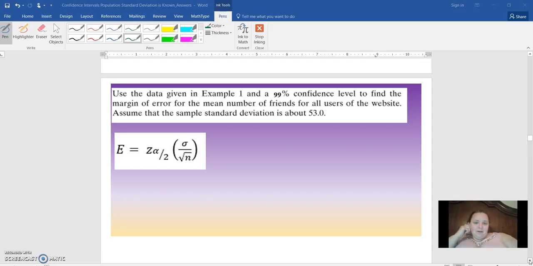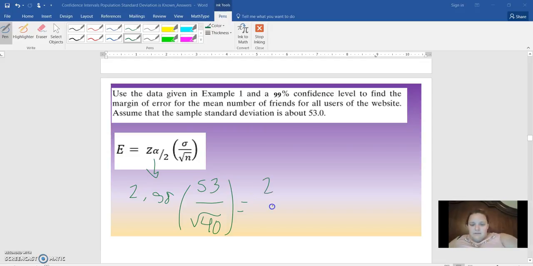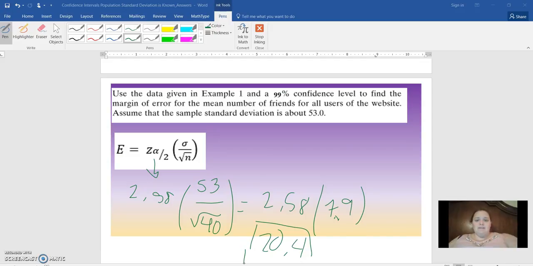Okay. For here, 99% is 2.58. 53 was our standard deviation, and there were 40 things. So I'm going to do the exact same thing. I'm going to do 53 divided by square root 40, times 2.58. I get 20.4. So that's my margin of error now. Notice when I went up in my confidence, my margin also got wider.